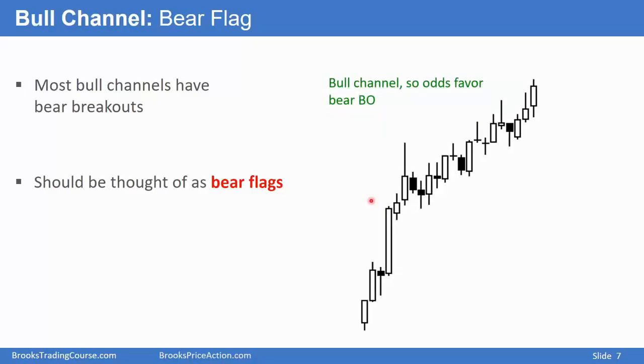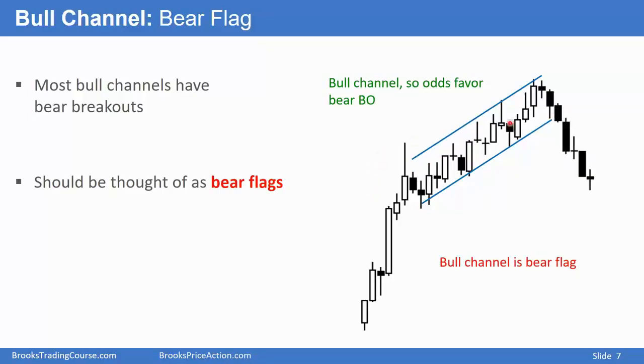Bull channel, bear flag. And we got a bear breakout below the bottom of the bull channel. So spike, pullback, channel, probably going to be a bear breakout. And then we have a trading range, the market cycle. Breakout, channel, and then trading range.